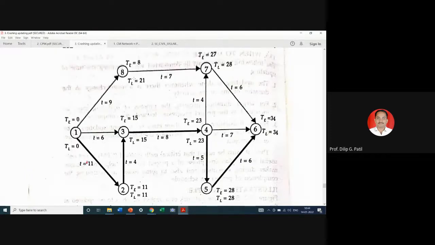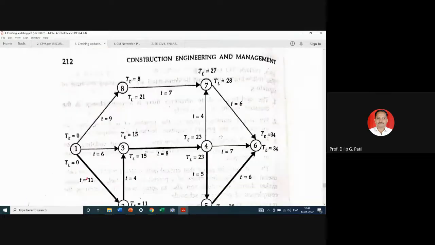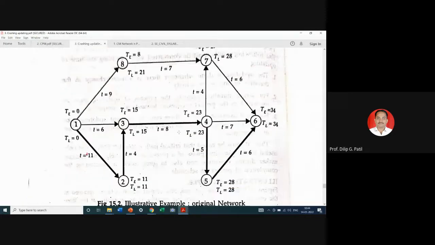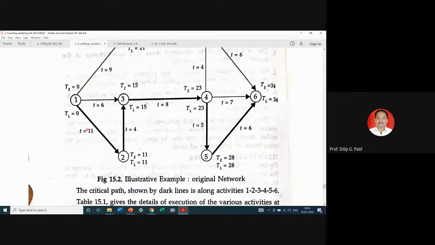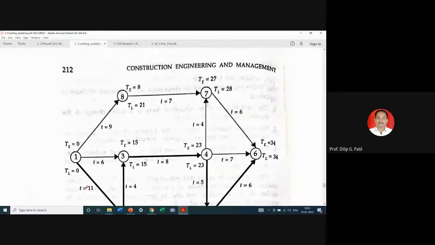And event numbers 8 and 7 are actually not written properly, so we need to change these numbers also. Here you can write 7 and here you can write 8. Actually I had corrected it in the other notes, but I scanned it from the book, so the changes are not reflected here. So we'll see what changes are to be made.